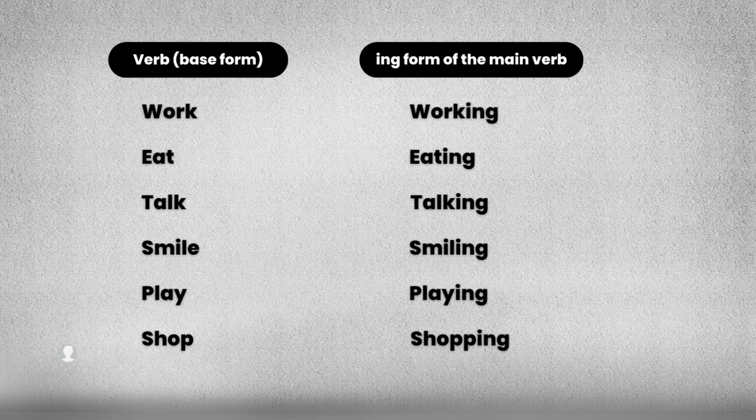Here is a list of how the verbs change from their base form to the ing form, that is the present participle. For example, work will become working, eat will become eating, talk will become talking, smile will become smiling, play will become playing, and shop will become shopping.